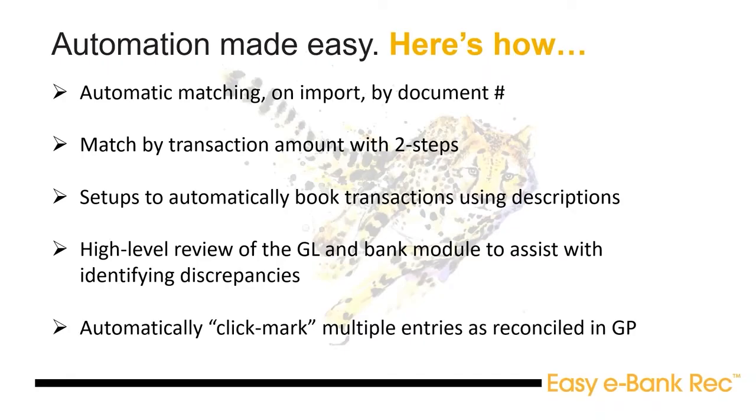In our demonstration, we're going to show you those 5 steps that you see. We're going to do an automatic matching by the document number as the first step once we import. Then we're going to do some matching by amount. This is for transactions that possibly do not have a document number. Thirdly, we're going to set up some automatic bank transactions, which means we will be using the description on the bank statement to be able to record transactions inside Dynamics GP.